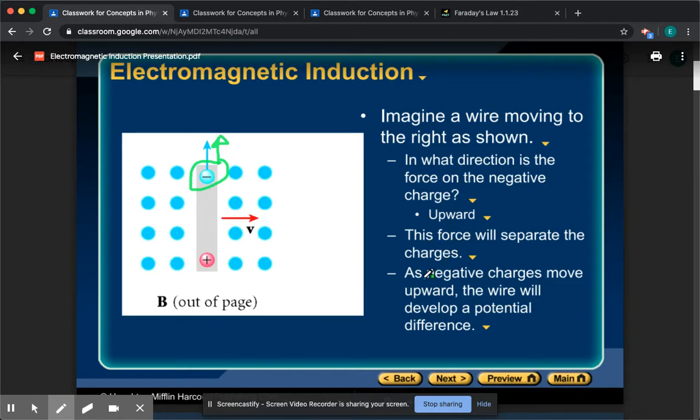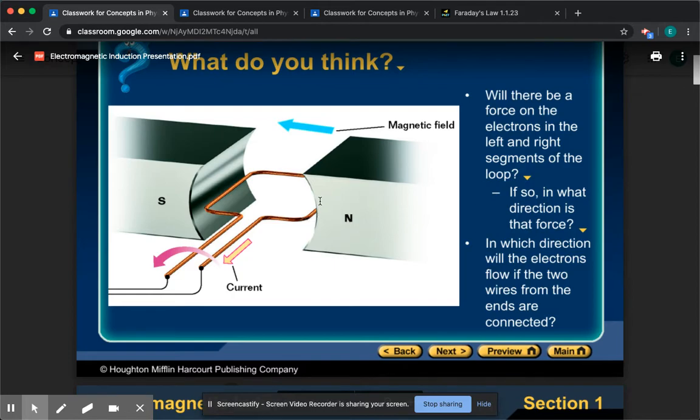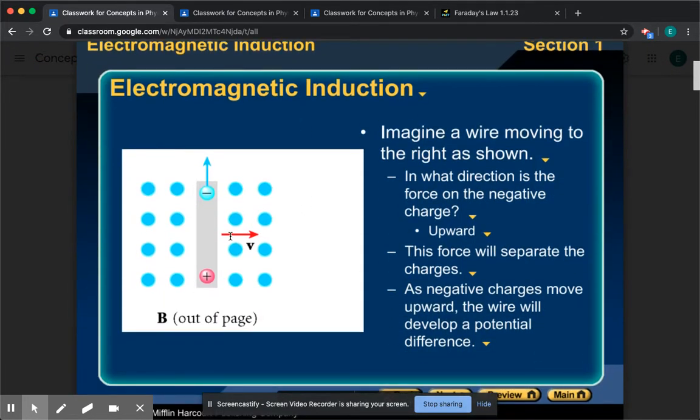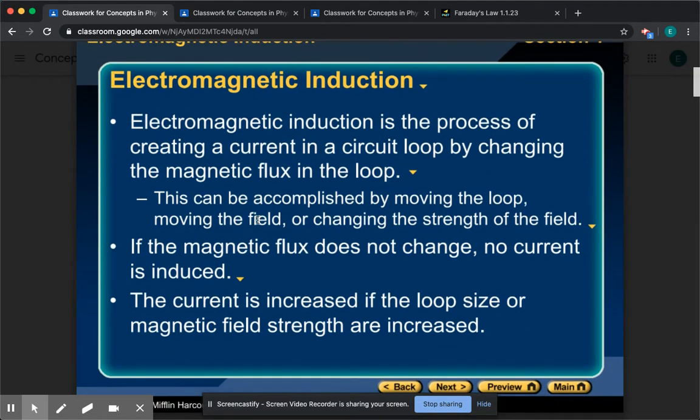This separates the charges, and the negative charges are going to move upward, which is going to produce a potential or a current, okay? That's where your voltages and currents come from. That's what that's referring to when it comes to a generator. So the same thing that happened here, if you know the direction, you can figure out the flow. We knew the direction here, we knew the velocity, the vector, and we figured out the flow. That's how they're connected. Okay?